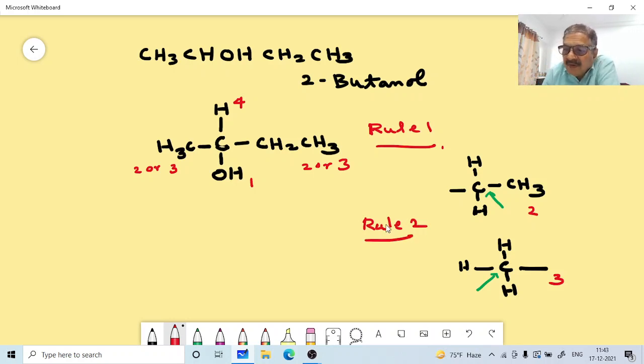So here the priority should be OH first. Then the second priority group will be CH2CH3. Then we get CH3.